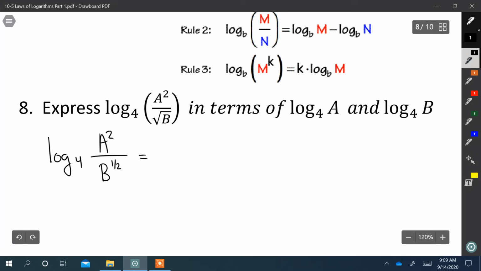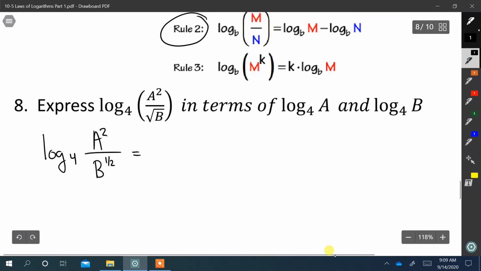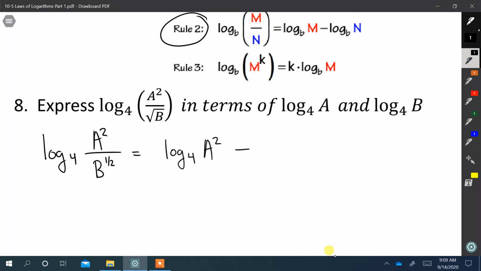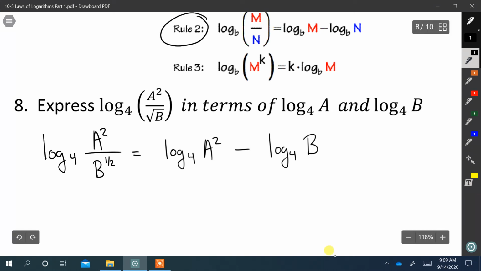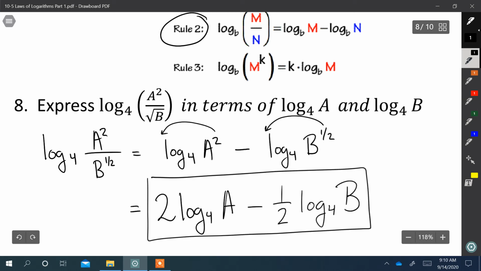All right, since I'm working with division, I'm going to use rule number 2. So I'm going to have log base 4 of 8 to the second, minus log base 4 of b to the 1/2. And let's go ahead and use rule number 3 now to bring those exponents up front. So it's going to be 2 log base 4 of a minus, oops, I forgot to put the half. So that half, I'm going to put it in front. As you can see, I just expanded this.